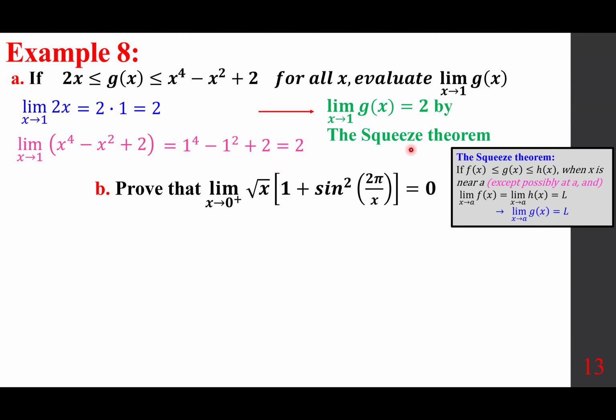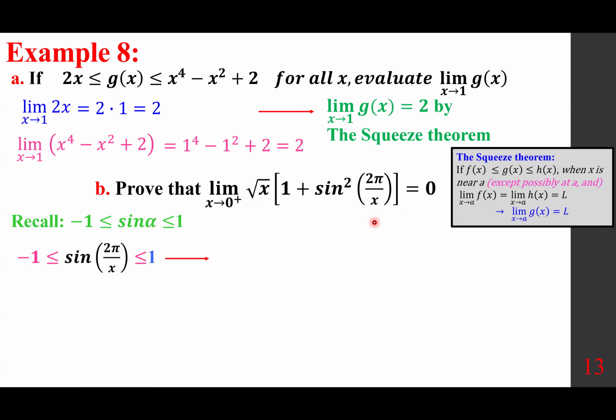What about this one? We want to prove this limit is 0. Let's start with a known fact. Remember, sine and cosine are between -1 and 1. Now, we want to make it look like this. Sine alpha is between -1 and 1, so sine of 2 pi over x must be between -1 and 1.